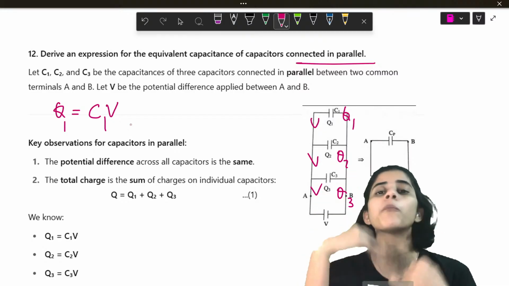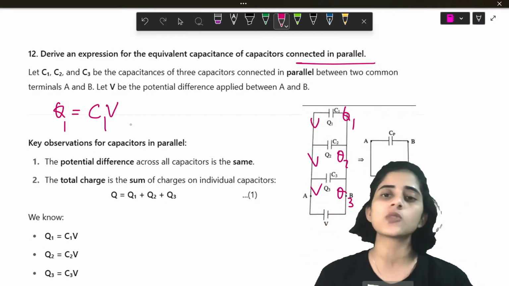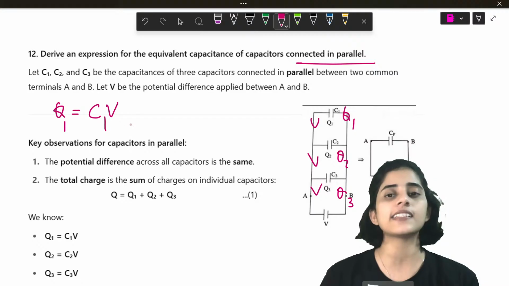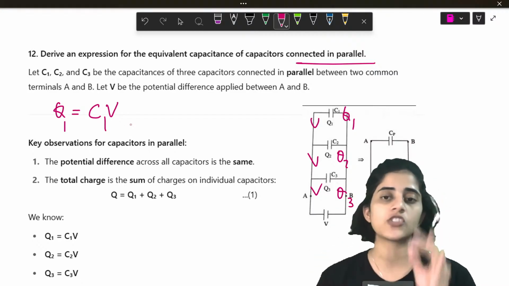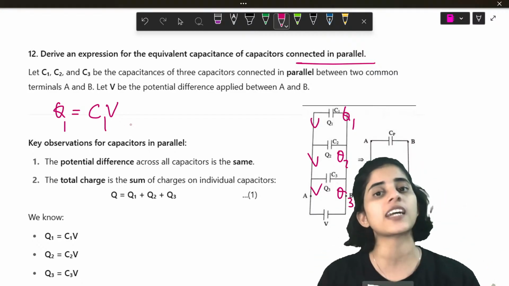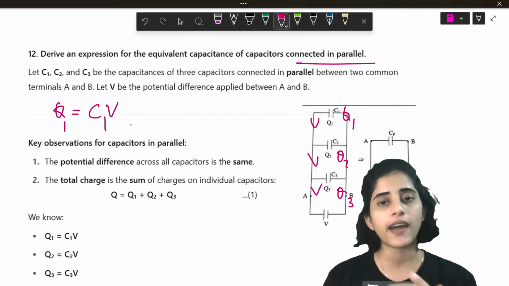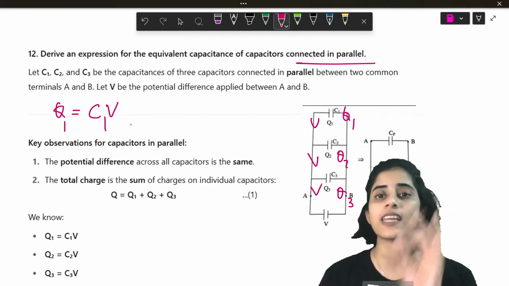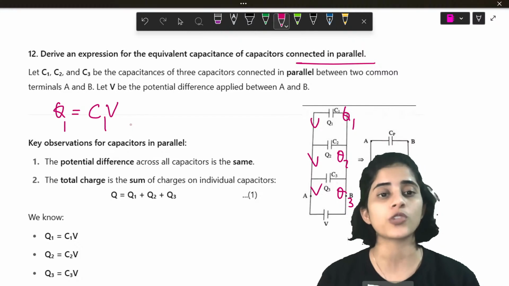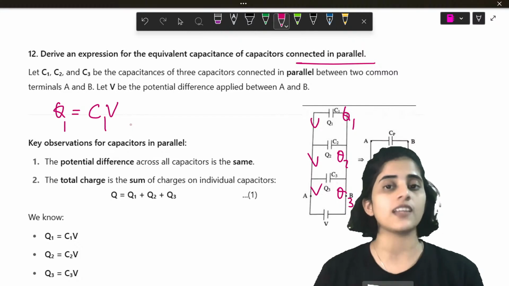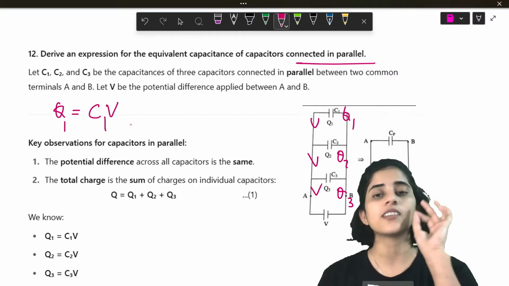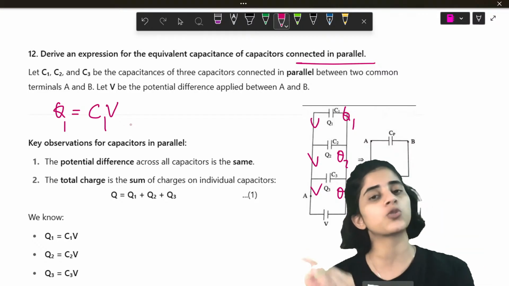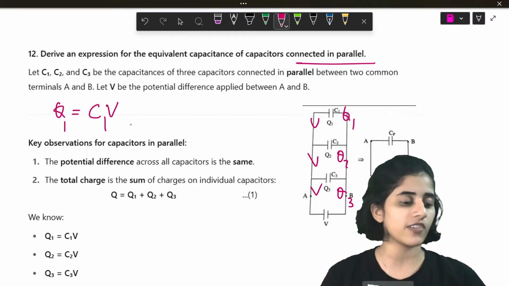I want you to compare and learn the two. In series, voltage will vary. Charge is going to be the same, because current is going to be the same. In parallel, voltage is the same. Current is going to vary. That is why Q changes to Q1, Q2, Q3. Voltage is always V.